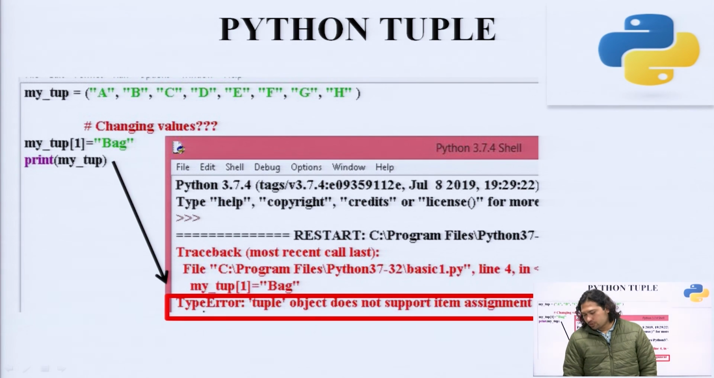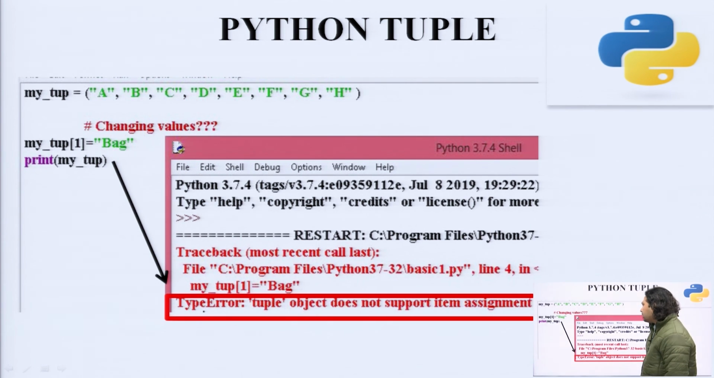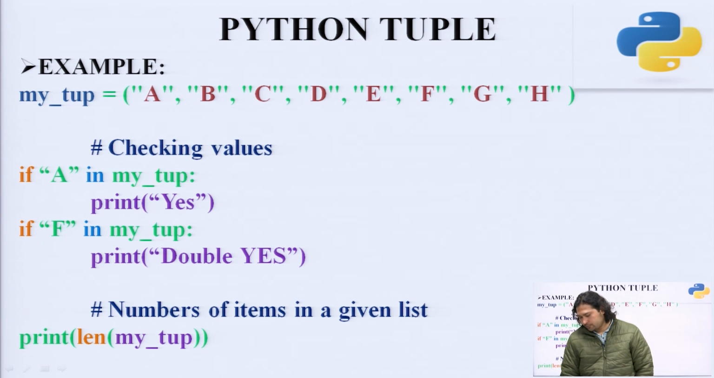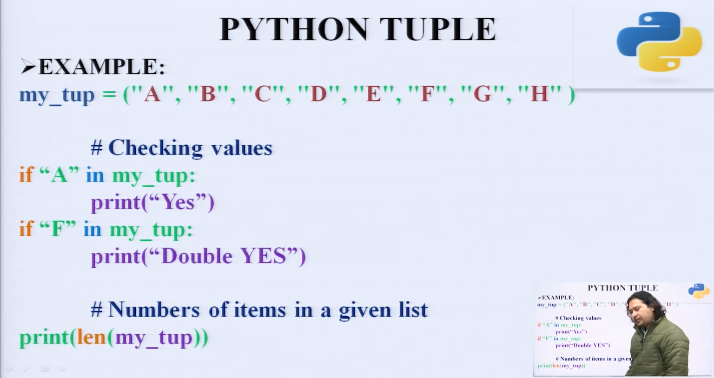Let us check out the output of this one, and here you can see that it is a type error. The tuple object does not support item assignment. That means you cannot assign the values. It means that changing values is not applicable to the tuple data type. That means tuples are immutable. So, tuples are totally immutable.